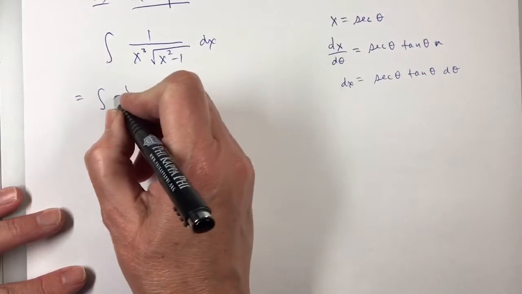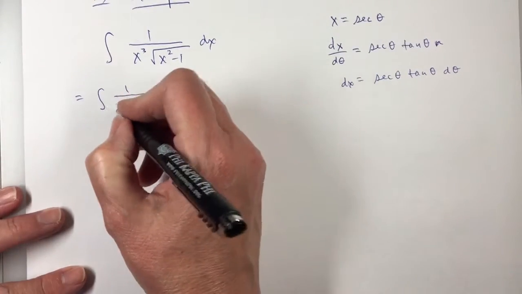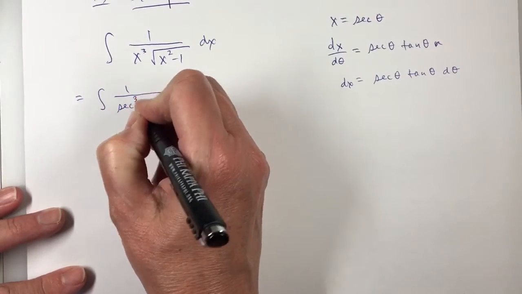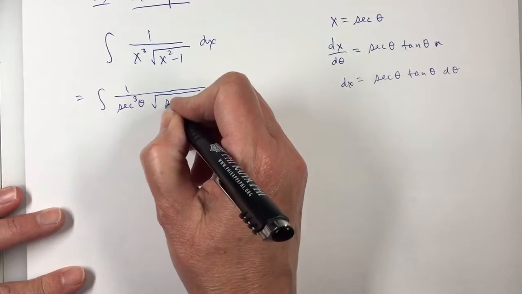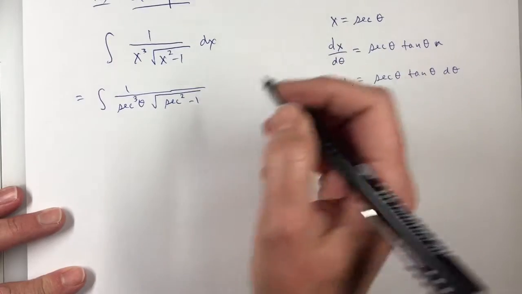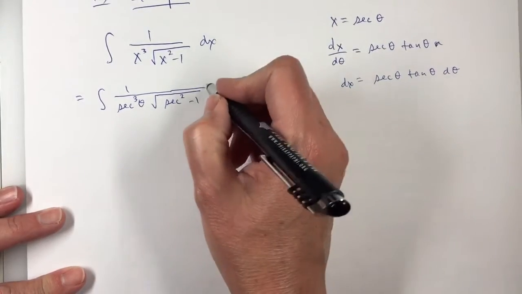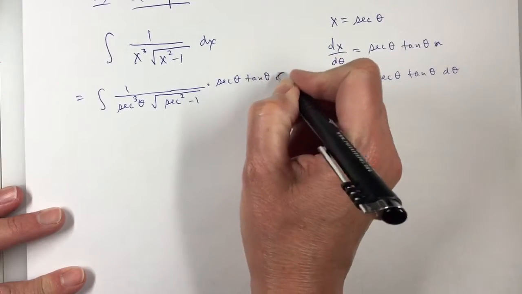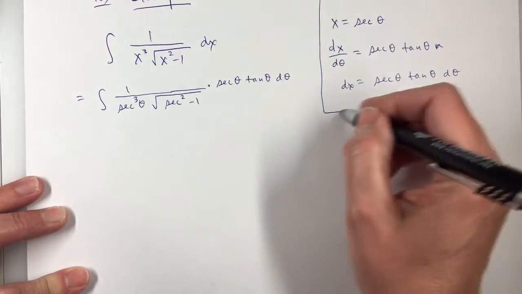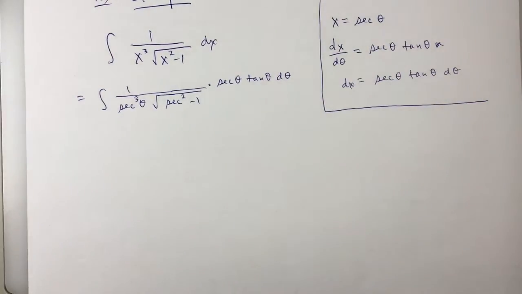And I'm going to have 1 over, instead of x cubed, that is secant cubed theta. And this will be the square root of secant squared theta minus 1. Dx is secant theta, tangent theta, d theta. And I'll separate that thinking part.